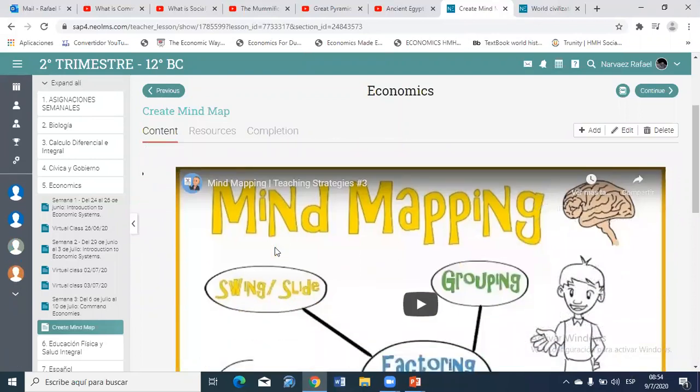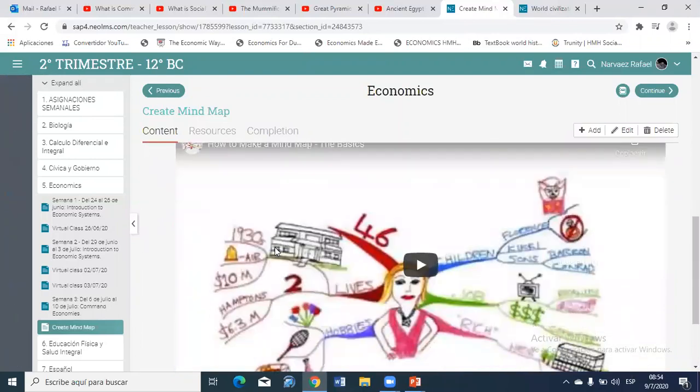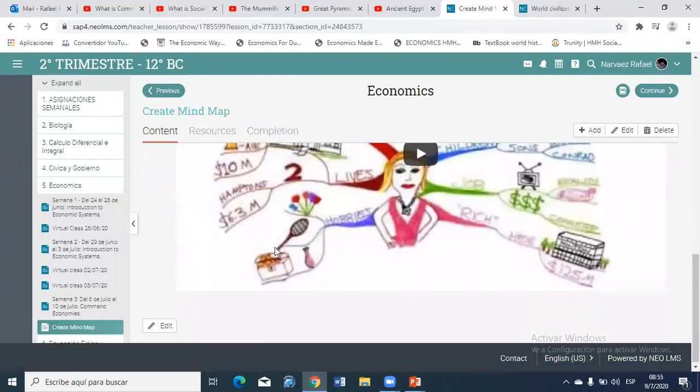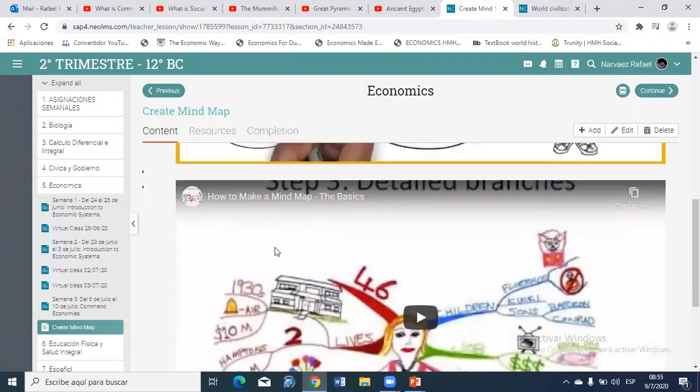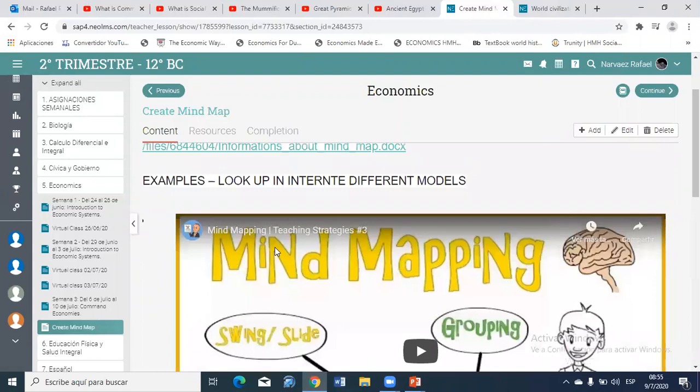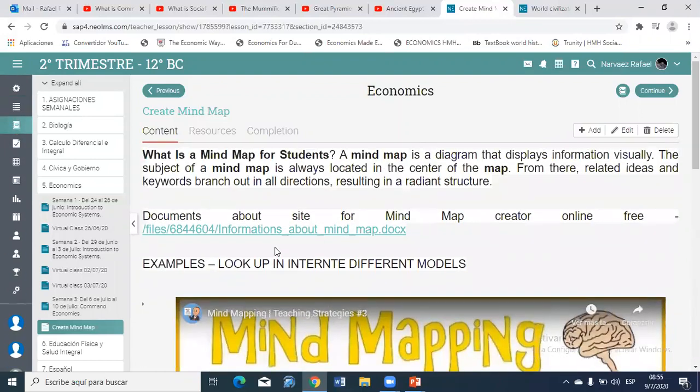There are different ways to create mind maps, as you see over here. If you want to do it with a piece of paper and a pencil and color pencils, all those things, I don't mind, guys. The thing is that I want you to create something for me. I'm going to let you know eventually in time, not now.